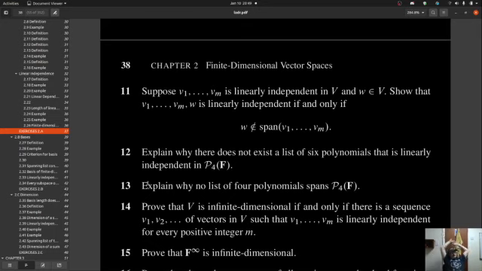No list of 4 polynomials spans because you need 5 to span, right? I feel like it's because you need 5 to span, and that's all I can think of. The basic spanning set, the natural basis, is 1, x, x squared, x cubed, x to the 4.